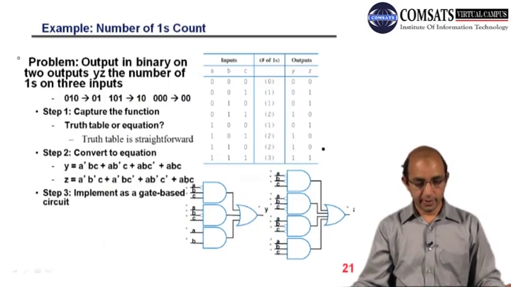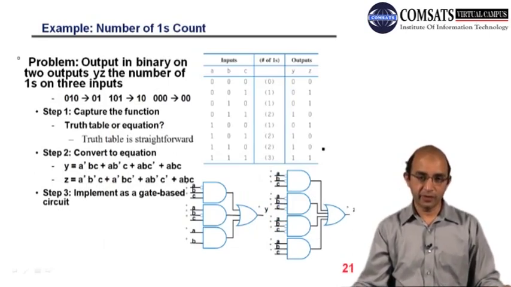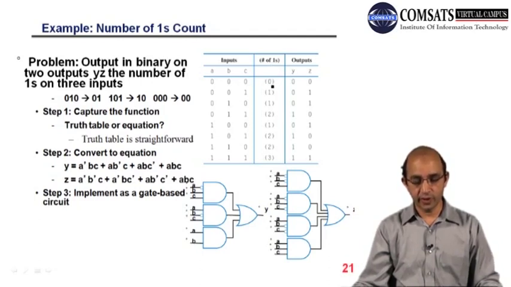Then here is another example, where we have to count the number of ones. If we have 3 variables, A, B, C, these are the number of ones. Here we have 0, 1, 1, we have only one 1. Then 2 ones, where A and C are ones, then A and B are ones, and here we have 3 ones. So we have to count the number of ones.